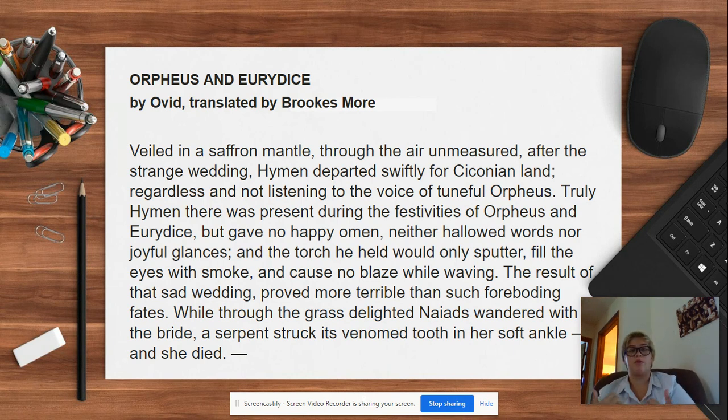Again, if you have no trouble reading through the text and looking at the subject, you don't even need to be watching me right now. This is more for people who read the first sentence and just went, I don't know what's happening. So we know they're at a wedding. We know that Hymen has left for a different land, not listening to Orpheus. But Hymen was there during the wedding, so Hymen's leaving after the wedding. The wedding was of Orpheus and Eurydice, but it wasn't a happy wedding. It was a sad wedding because the bride died. So that's a pretty sad wedding.